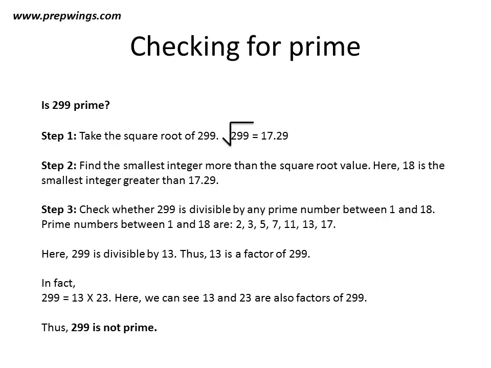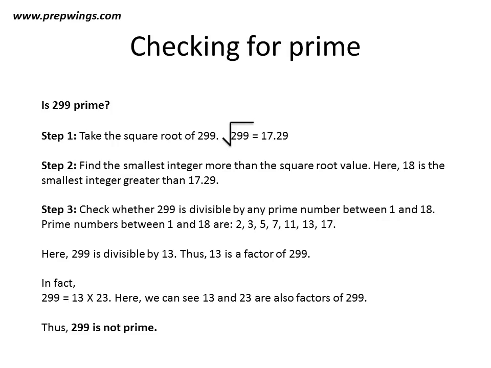Here we found that 299 is divisible by 13. Thus 13 is a factor of 299. If you look at it closely, 299 is nothing but 13 into 23. So we can see that 13 and 23 are factors of 299. Okay guys, so 299 has at least 4 factors, which are 1, 13, 23 and 299. Thus 299 is not a prime number.